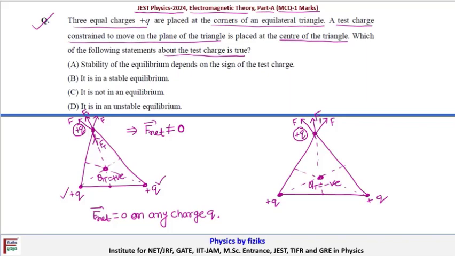But if we consider the negative charge, the force on the +Q charge will be in this direction. This is the force due to the test charge, F2. So now we can equate: under this condition, when F1 is equal to F2, we will get net force to be 0. So it means equilibrium is possible only when the test charge is negative. So it depends on the sign of the test charge. So that's why option A is correct, that stability of the equilibrium depends on the sign of the test charge. Option A is correct.